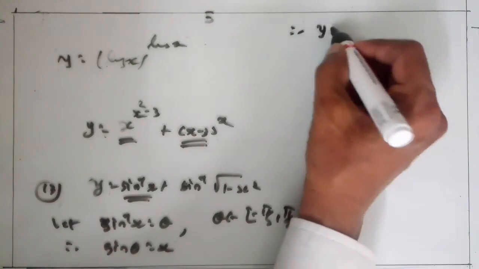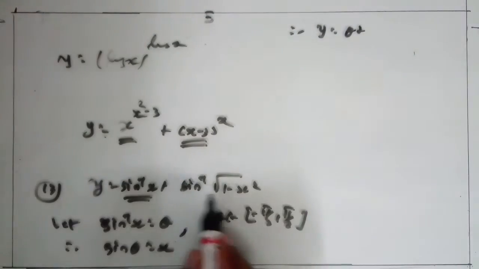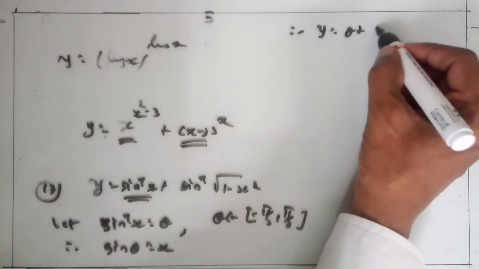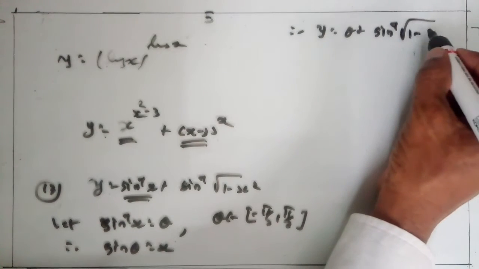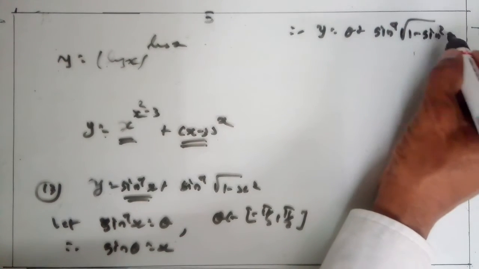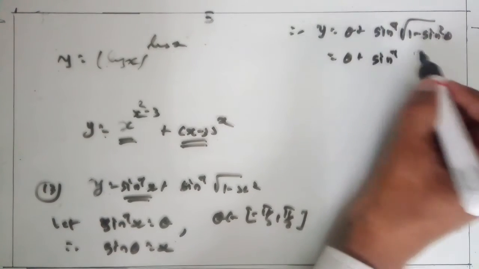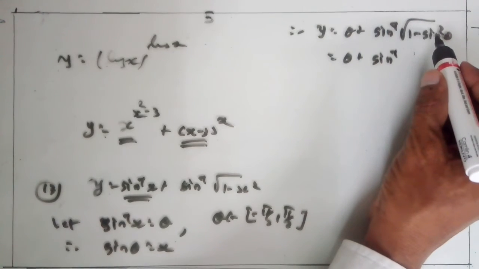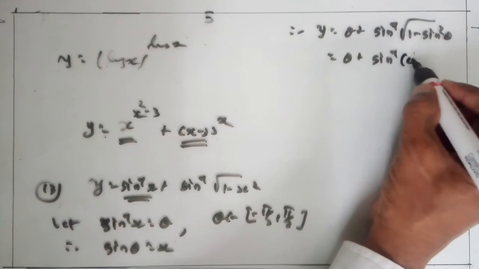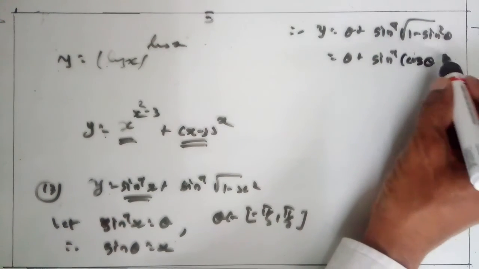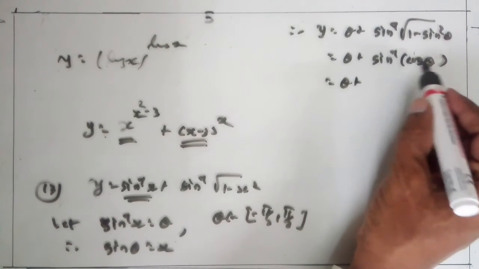Therefore y becomes theta plus sin inverse of root of 1 minus x squared, where x squared is sin square theta. Clear? So y is equal to theta plus sin inverse of root of 1 minus sin square theta, which is cos square theta. The square root of cos square theta is cos theta. So y is equal to theta plus sin inverse cos theta.